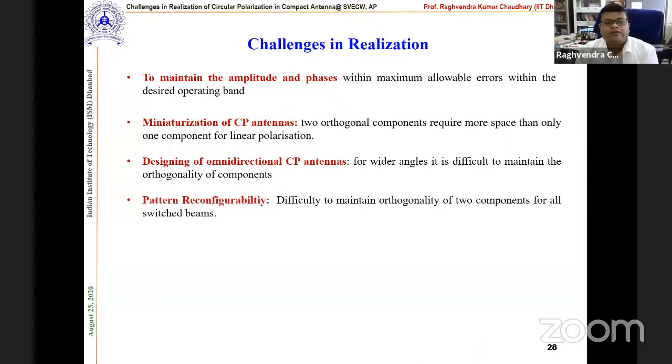Then after pattern reconfigurability, it is difficult to maintain the orthogonality of the components for all switched beams actually, correct? So mainly among these four challenges, correct, we try to address the omnidirectional radiation pattern with CP property and miniaturization, correct? These things we manage actually.